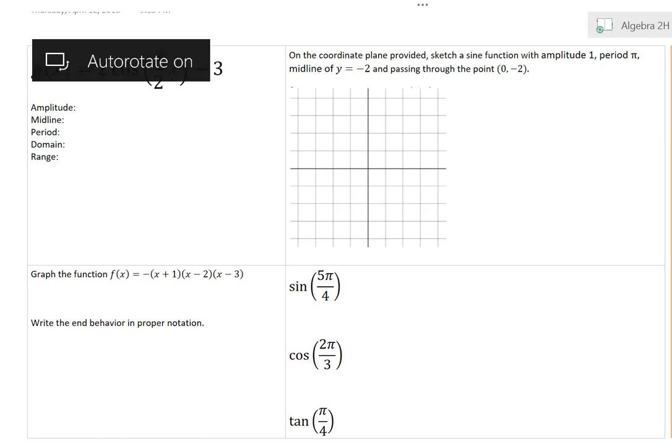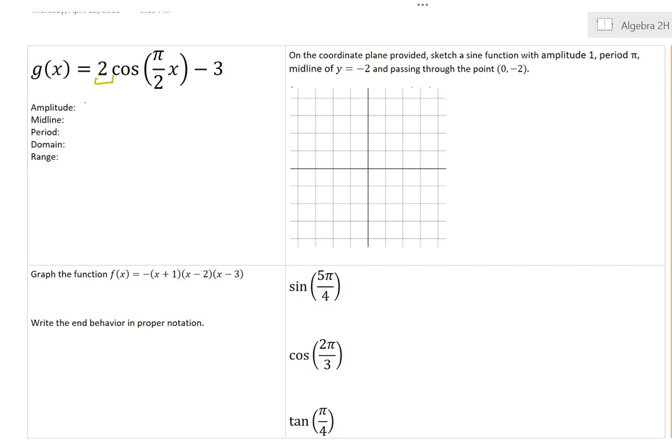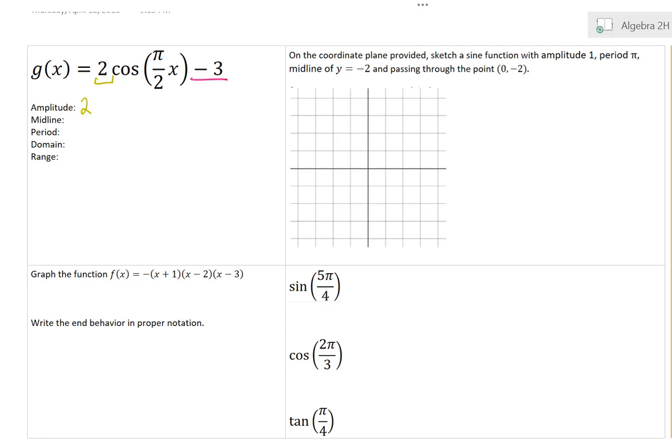All right, going over our do now for today. You should have got your amplitude, that coefficient or that A value. So your amplitude in this situation is going to be 2. Remember, it's absolute value, so even if that were a -2, it would be a +2. Your midline is where am I starting my points from, or where am I always kind of coming back to? And that is going to be that -3.